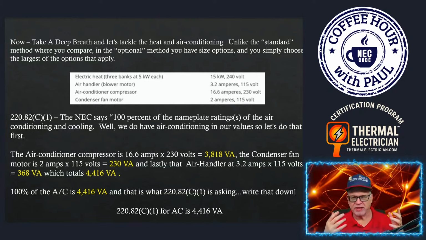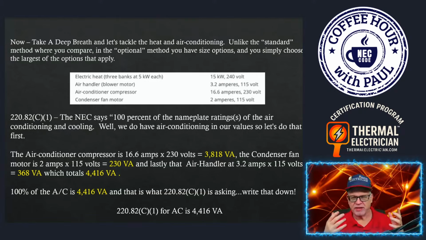So 100%. Okay. Look, here's where people get confused. They go, well, don't I have to take, like it says in 220.60? That's in part 3. You're in part 4. Don't I take the largest motor here at 125%? No. It says 100% of the nameplate values of the air conditioning loads. That's it. 100%. So that's 4,416, and that is all you're going to use.